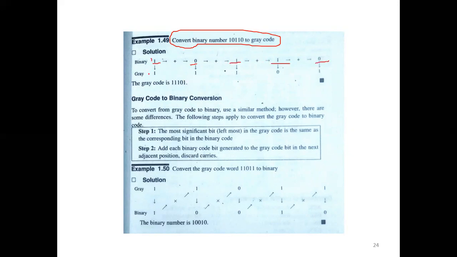First you have to take the first value as it is. Then you have to XOR the first and second values. We already know the XOR logic: if inputs are different, output is 1. The same concept is used here. Next you compare these two: inputs are different, so output is 1. Inputs are same, so output is 0. Inputs are different, so output is 1. So this is the format of gray code conversion.